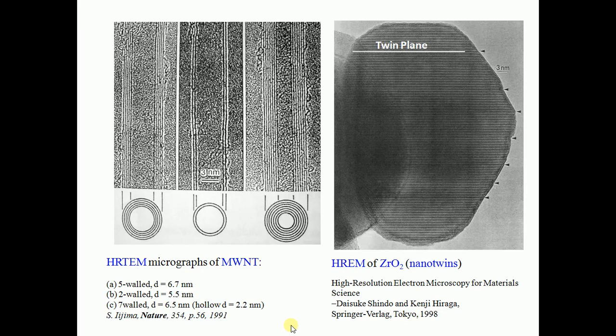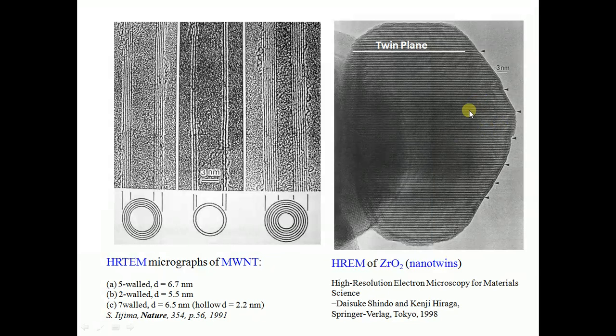This is the HRTEM image of a multi-walled nanotube. You can see these are 2 walls. These are 1, 2. So many walls are there. You can see 5 walls are there. And this is an HRTEM image of ZrO2 nano twins.